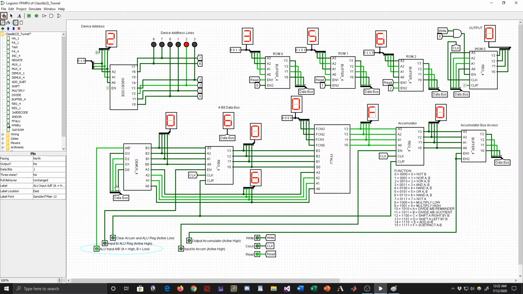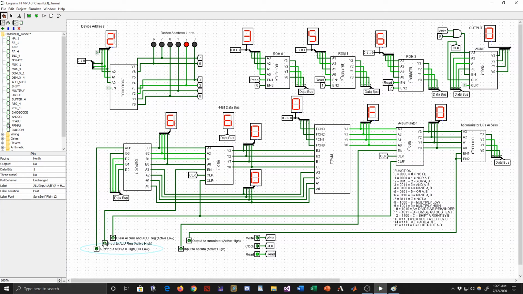But because the data bus can only carry one thing at a time, that's why we need this input register. The input register's job is to remember the first thing we read long enough for the ALU to perform a computation. So ALU input A/B prime needs to be low so that the input register can observe what we're reading. The input to the ALU register, that's what this is, the ALU register right here.